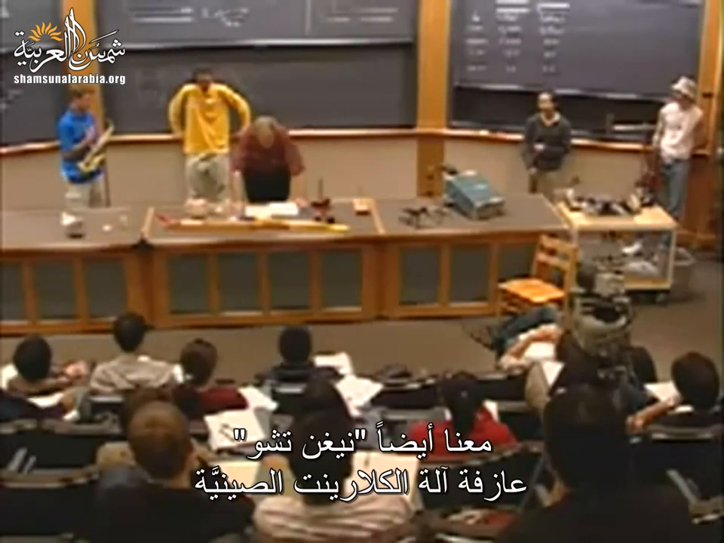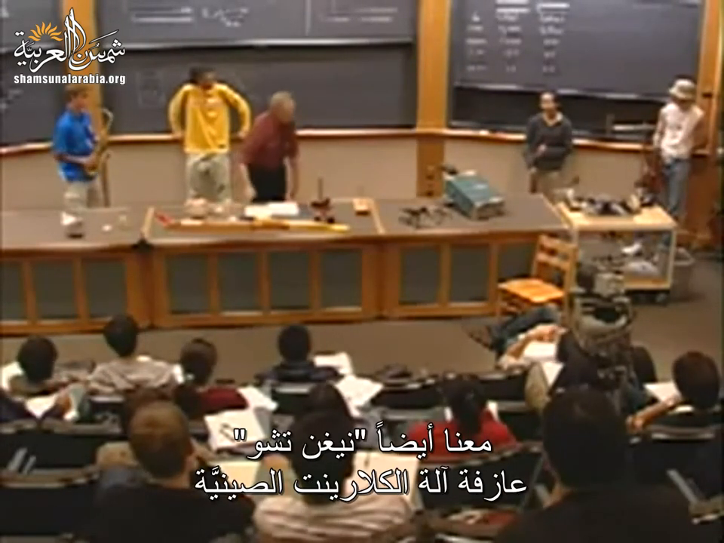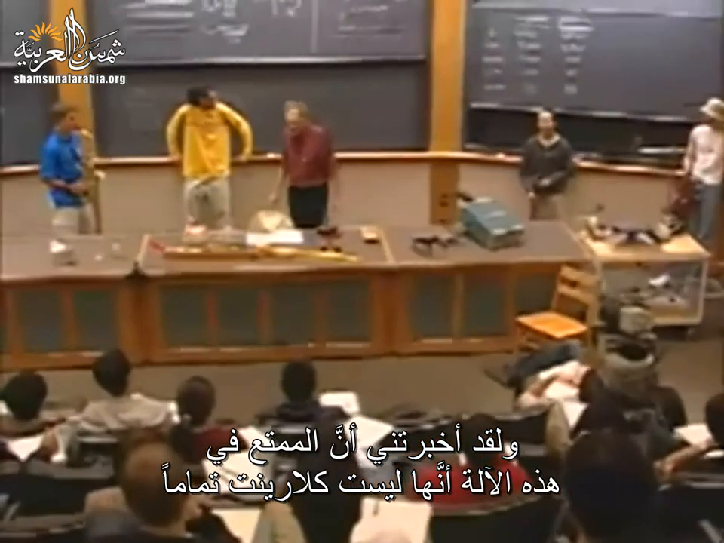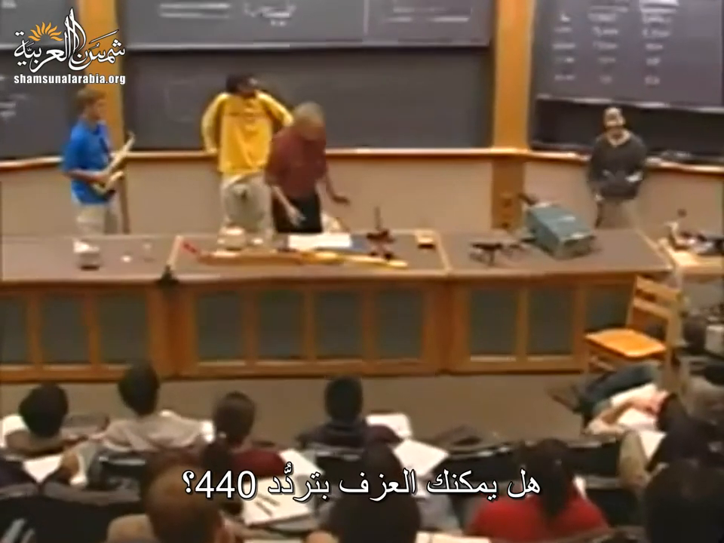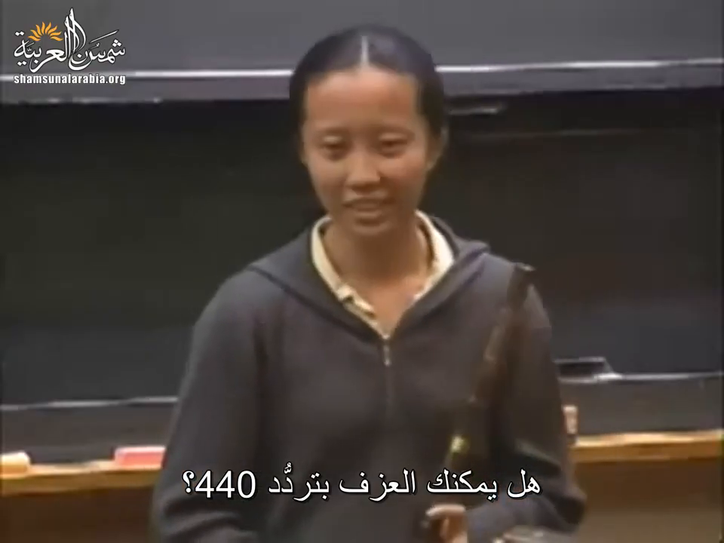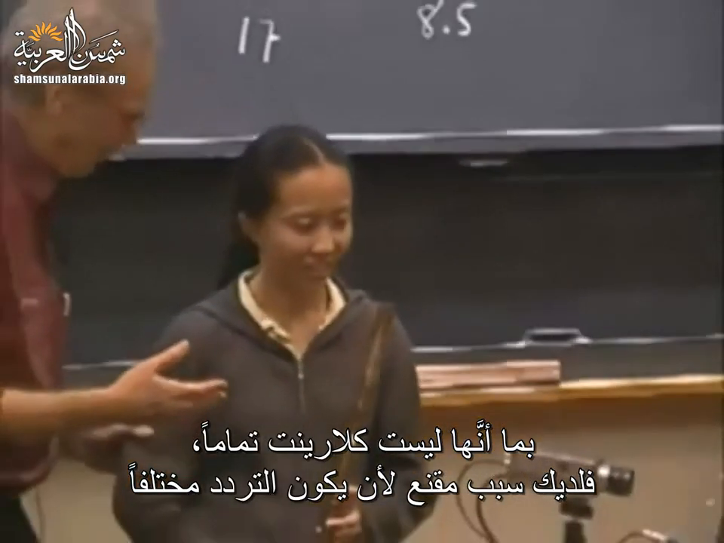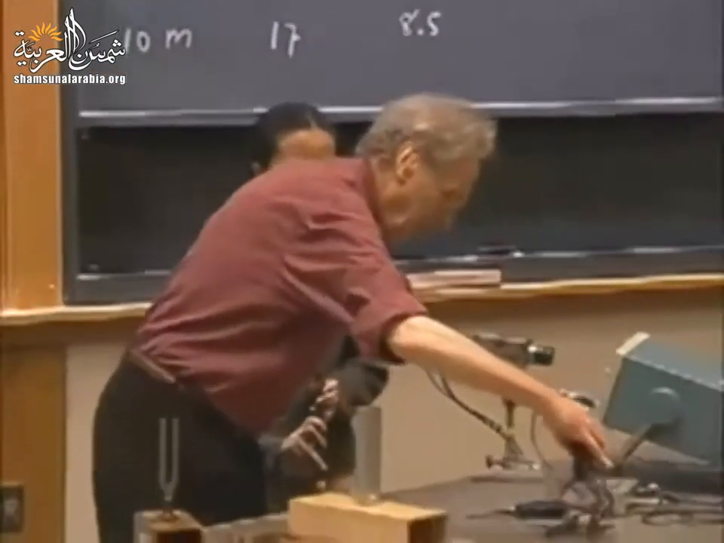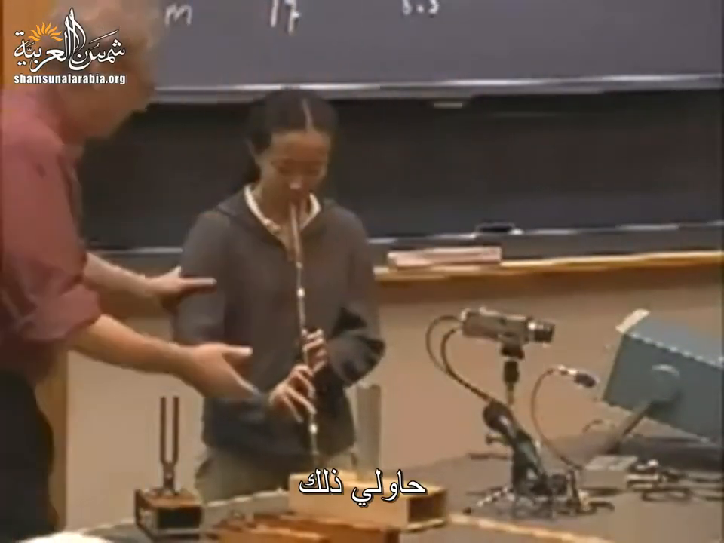Now we have a Chinese clarinet from Yiwen Chu. And she told me that the nice thing about it is that it's not really a clarinet. So, can you make a 440? I can try. It'll be a little off. Well, since it's not a clarinet, I think you have good reasons to be off. Okay, try it. And now you should show the class.